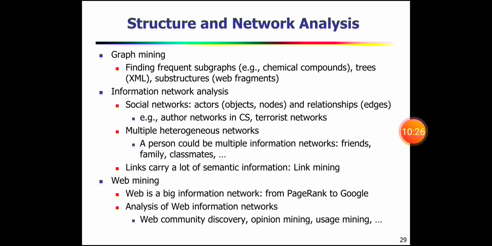The other one is multiple heterogeneous networks. Here you have different kinds of groups or networks, like friends networks, family networks, classroom networks. Like that you have different networks. By doing analysis on these networks, you will be able to identify a particular person's characteristics. You can discriminate their characteristics, and you can extract more interesting patterns.